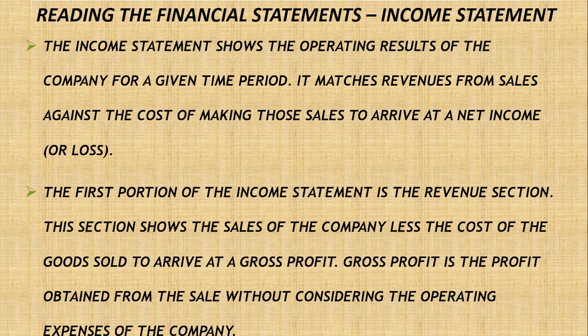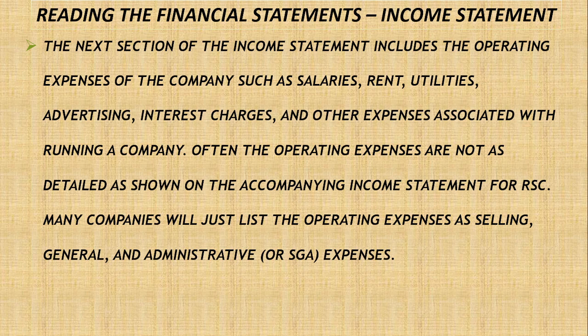This section shows the sales of the company less the cost of the goods sold, that is COGS, to arrive at a gross profit. The gross profit is the profit obtained from the sales without considering the operating expenses of the company. The next section of the income statement includes the operating expenses of the company such as salaries, rent, utilities, advertising, interest charges, and other expenses associated with running a company.